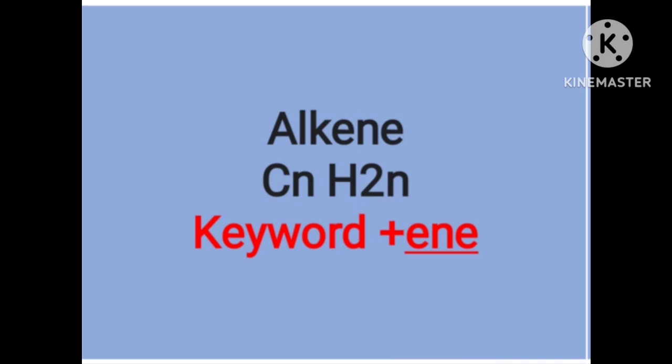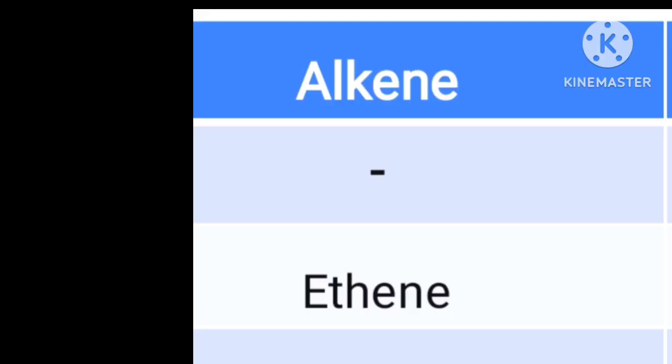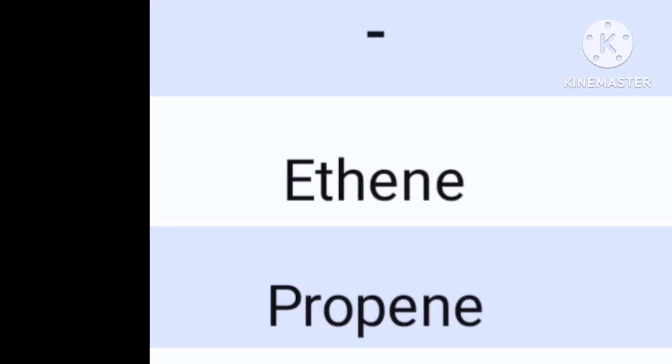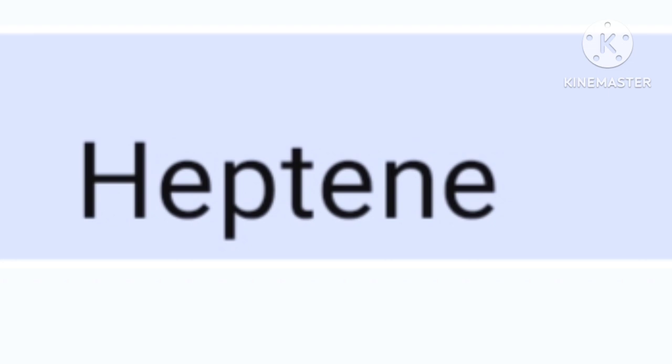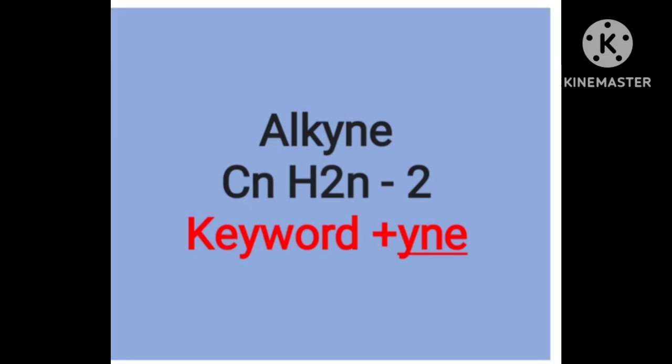Simultaneously, after adding ene to the keyword, you will get the 2 carbon compound, that is ethene, the 3 carbon compound propene, the 4 carbon compound butene, the 5 carbon compound pentene, the 6 carbon compound hexene, the 7 carbon compound heptene, the 8 carbon compound octene, the 9 carbon compound nonene, and the 10 carbon compound decene.